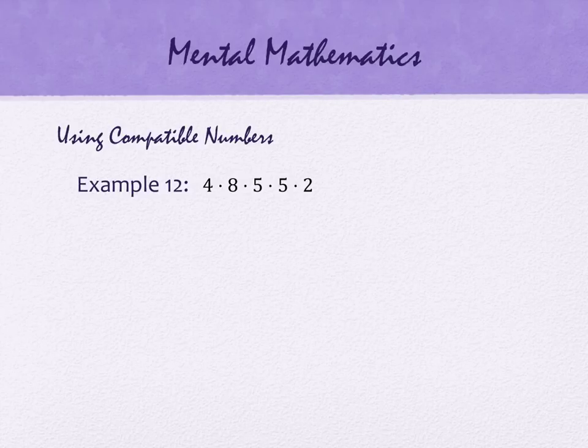So for example, I do not want to multiply 4 times 8. That is not helpful. It gives me 32, and I don't know about you, but multiplying 32 by something else after that is not going to be especially mental for me. I'd like to multiply something different together, though.